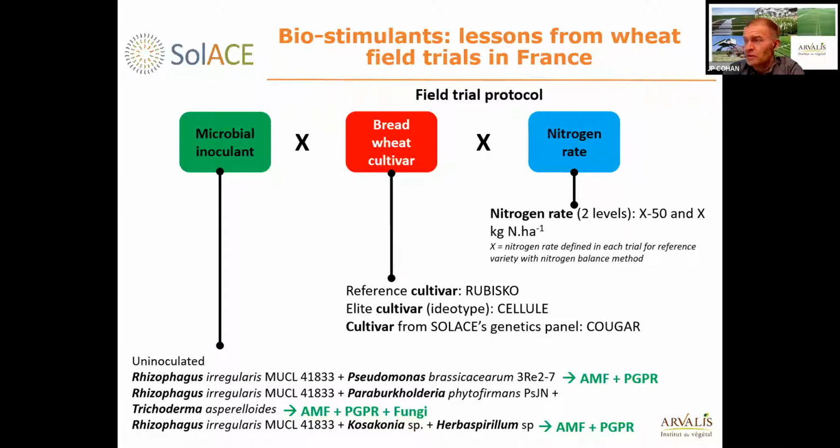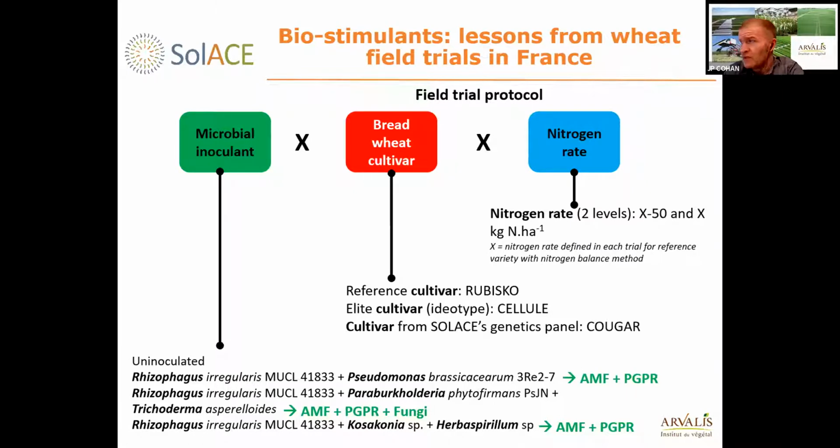So we tested all these microbial inoculants against several wheat cultivars, namely Rubisco, Cellule, and Cougar, which are used cultivars in the project, but also in the field in France. We would like to do it because it's very important to see if we could show some interaction between the genotype and the microbial inoculant, because in the literature, some interaction between genetics and microorganisms are expected.